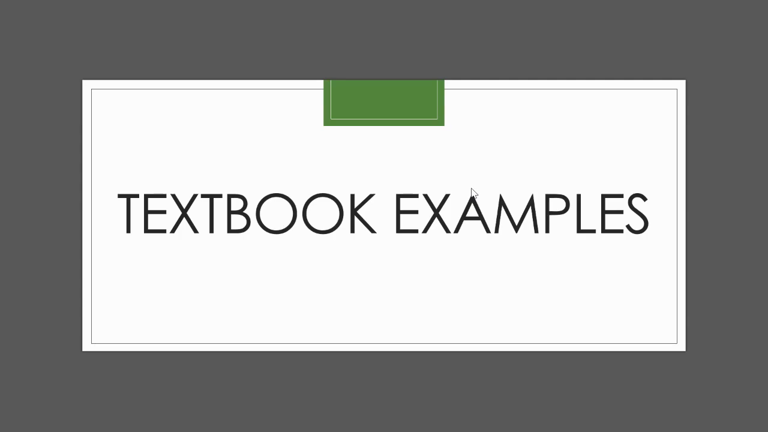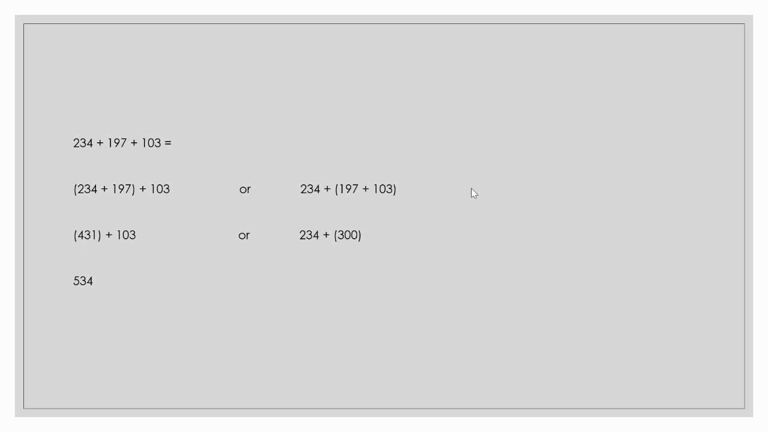We're now going to go through some textbook examples. The first example is 234 plus 197 plus 103. Similar to what we looked at before, there are two ways that we can solve this. Either by adding 234 plus 197 first, or by adding 197 plus 103 first. Both methods work, however one is easier than the other.